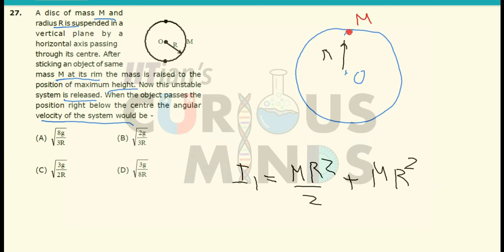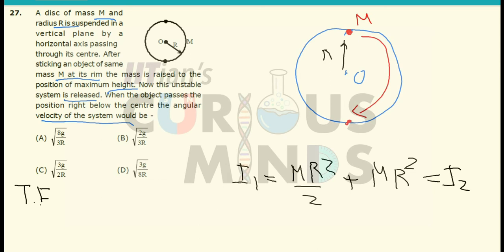Now when the same mass rotates and arrives at this point, the moment of inertia will remain the same, but the energy will be different. So I can say that I1 will be equal to I2. We have to find the velocity it attains when this mass arrives at the bottommost position, just below this point. Let us first find the total energy at point A.